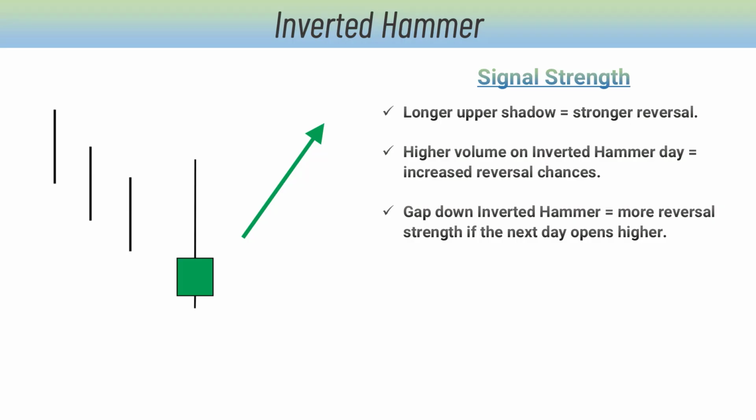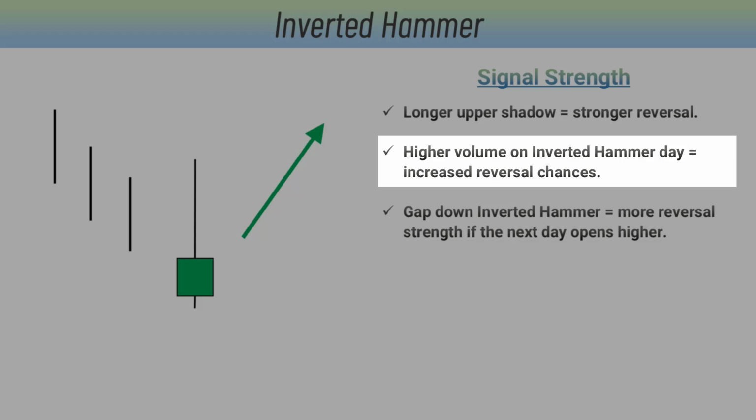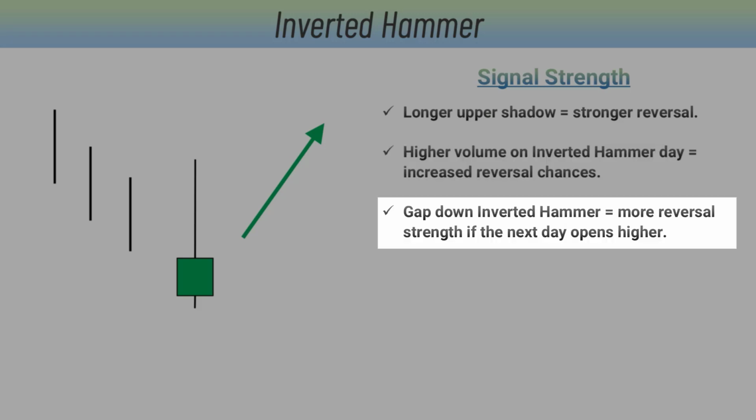The inverted hammer signal is more powerful in some cases. A longer upper shadow means a stronger reversal. Higher volume on the inverted hammer day equals increased reversal chances. A gap down inverted hammer means more reversal strength if the next day opens higher.